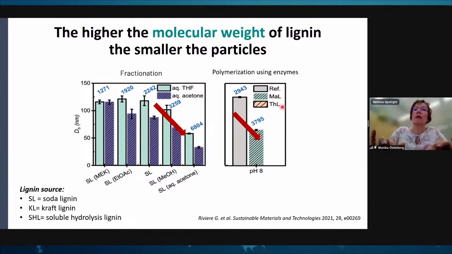The same thing was found in another research study where we used enzymes to polymerize the lignin before forming the particles. So here also having the higher molecular weight leads to smaller particles. And this is most probably due to the solubility, also solubility in water especially, decreases with the higher molecular weight. So the nucleation is probably faster, and then we get smaller particles.